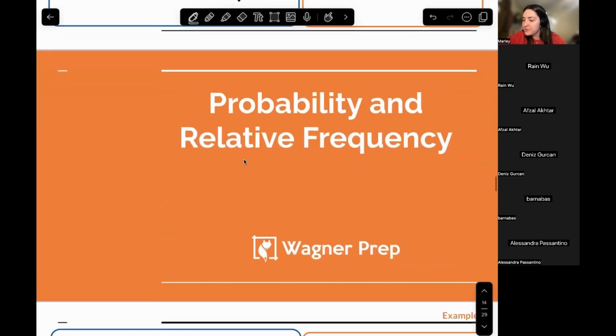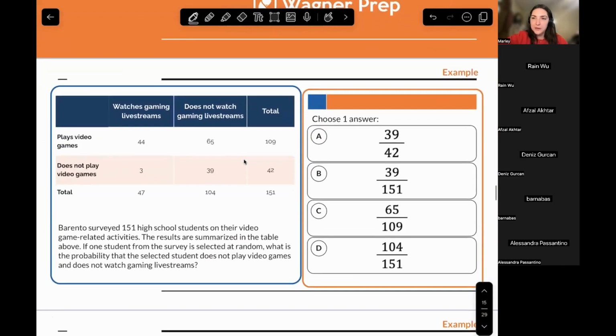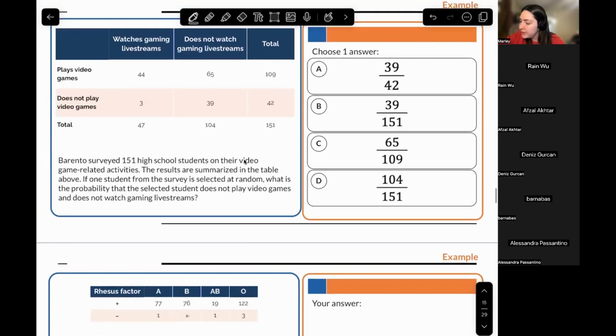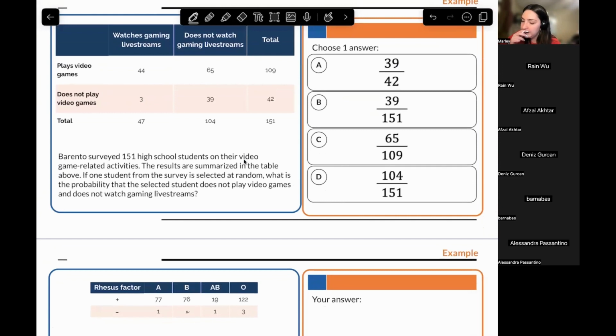Probability, relative frequency, a lot of times they'll do 2x2 tables. So it's all a matter of figuring out what should be our denominator, what should be our numerator. It's typically based on the question.